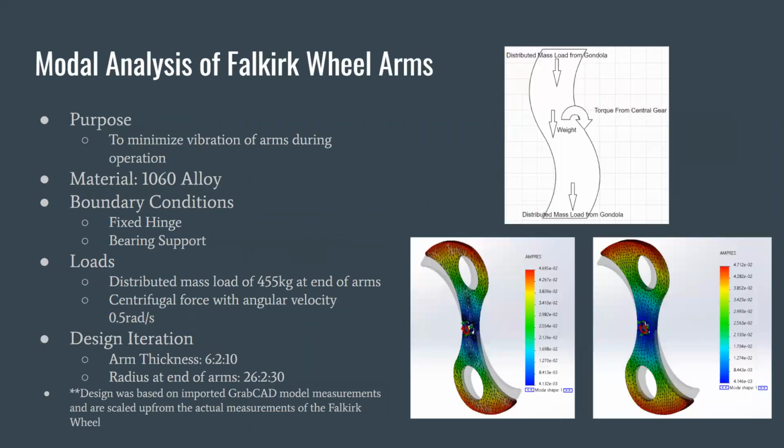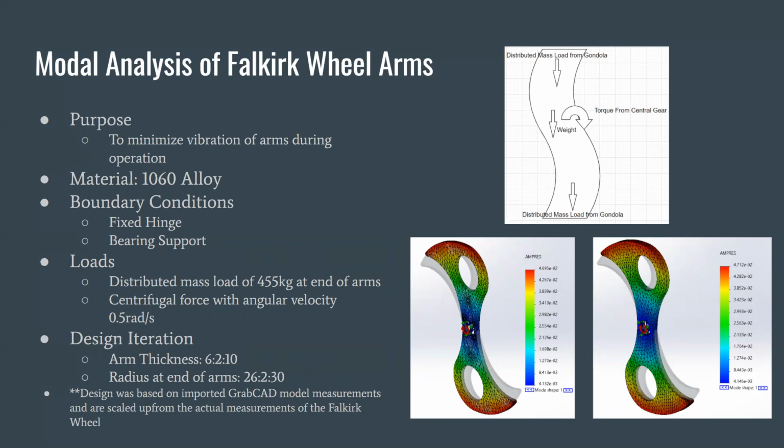The first analysis was a modal analysis on the arms of the wheel, and the purpose of this was to minimize the vibration of the arms during operation. These are the parameters that I had, and the design iteration that I chose to do was to change the arm thickness from 6 meters to 10 meters in increments of 2 meters, and to change the radius at the end of the arms from 26 meters to 30 meters in increments of 2 meters.